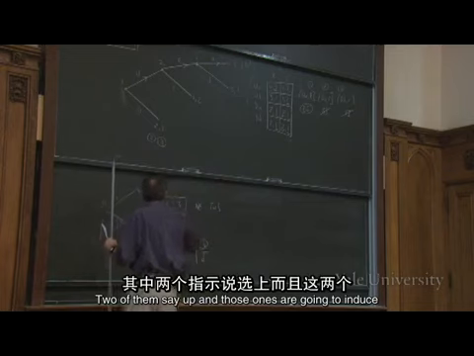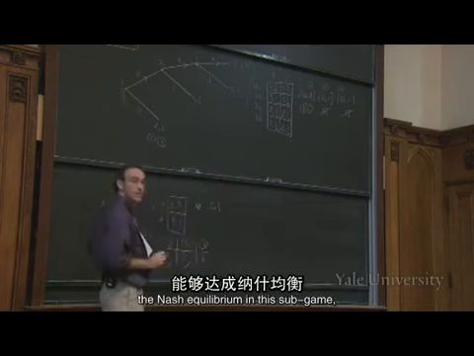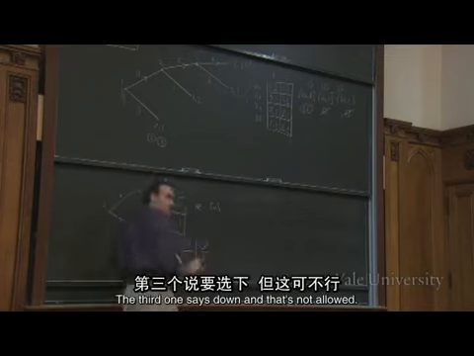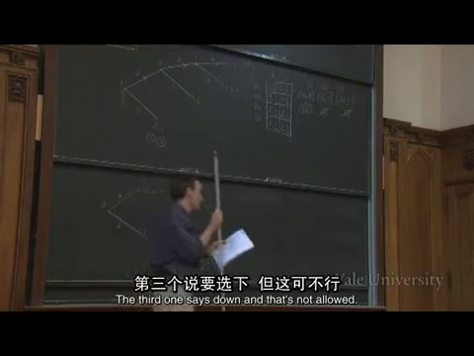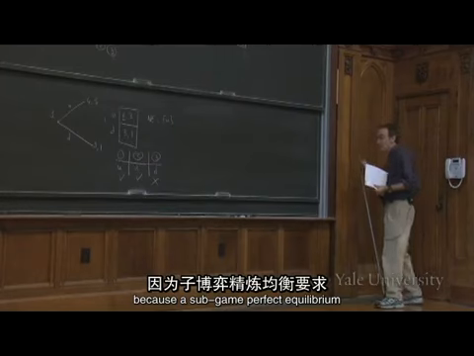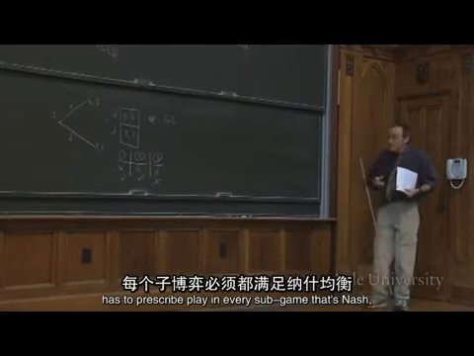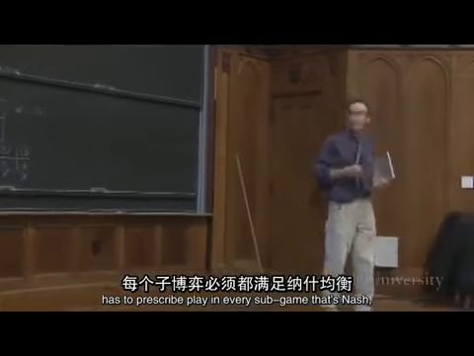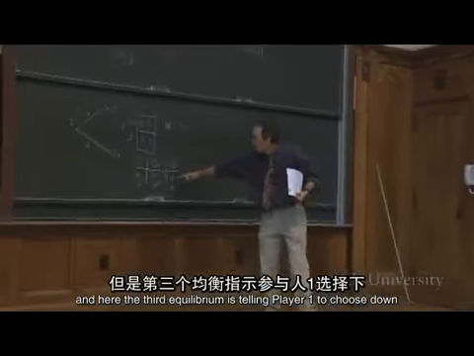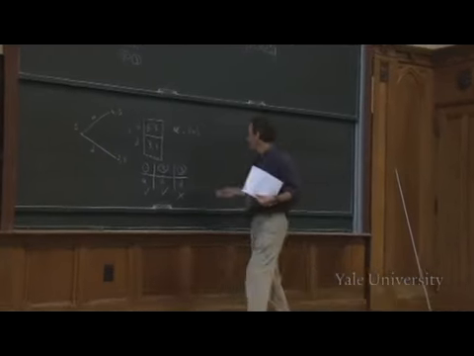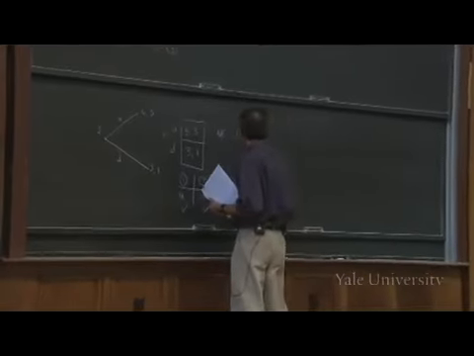Two of them say up, and those ones are going to induce the Nash equilibrium in the subgame. But the third one does not. The third one says down, and that's not allowed. That's not allowed in a subgame perfect equilibrium, because a subgame perfect equilibrium has to prescribe play in every subgame that's Nash. And here, the third equilibrium is telling player 1 to choose down, which is not a Nash equilibrium in the subgame.